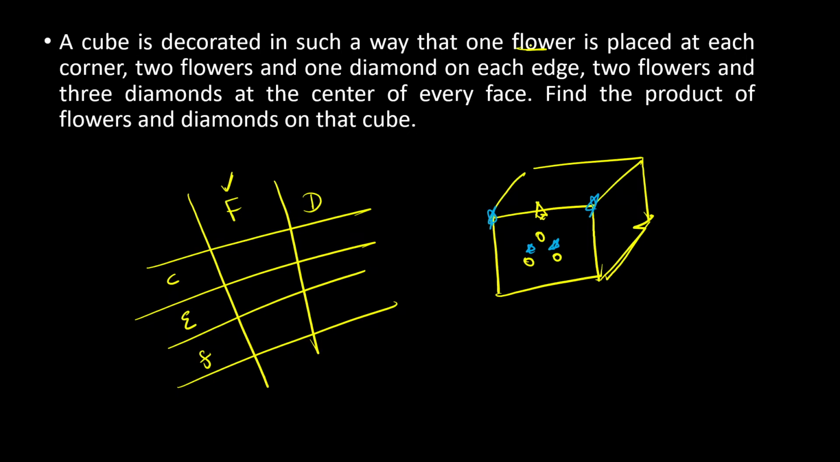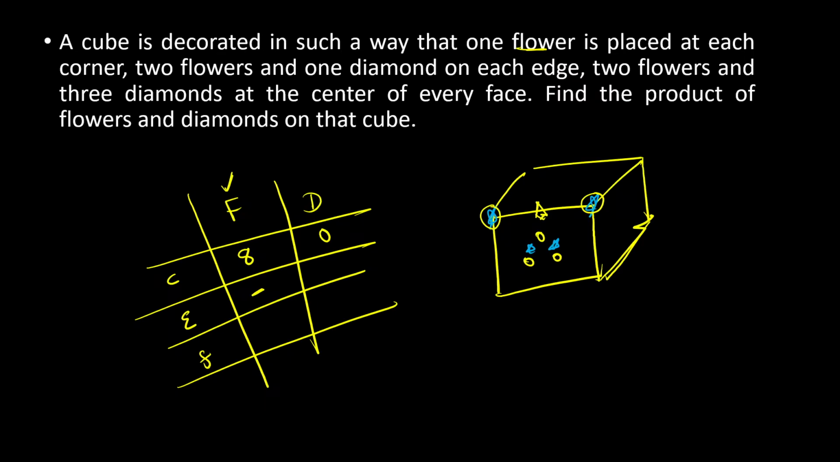1 flower is placed at each corner. So as far as corners are concerned, you will find 8 flowers. And as far as corners are concerned, you will find 0 diamonds. No diamonds are kept at the corners. 2 flowers and 1 diamond on each edge. As 2 flowers on each edge, we are done with those 2 earlier. So we need not count anything now. So nothing to be considered on edge now as far as flowers are concerned.